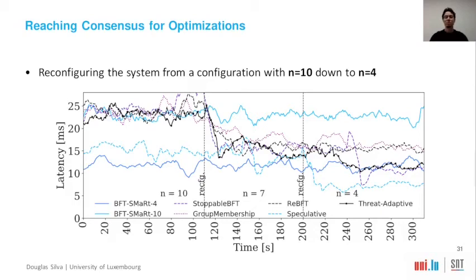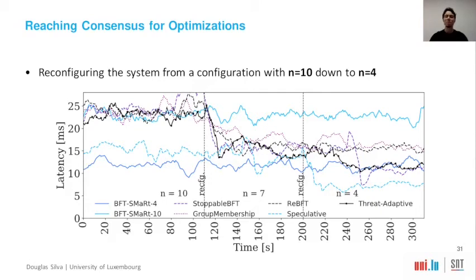Stoppable BFT is one baseline that basically has the perfect sysadmin, the one that always can prevent an attack. So always before the network is attacked, this administrator will issue a reconfiguration. The group membership baseline has to reach consensus for every decision. So even during an attack, that sometimes it's not possible.